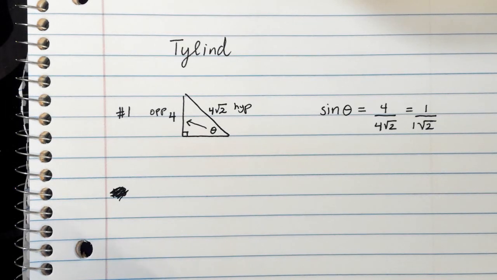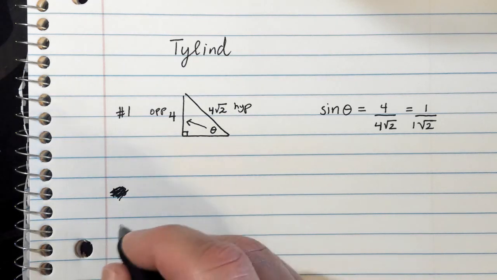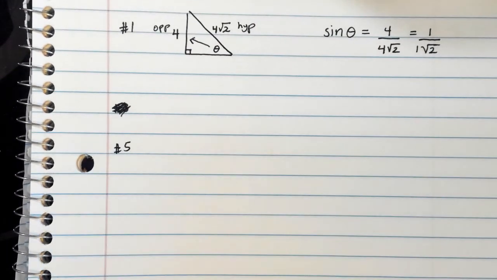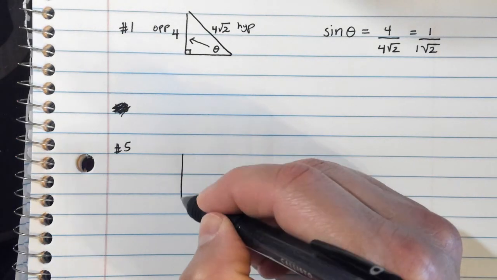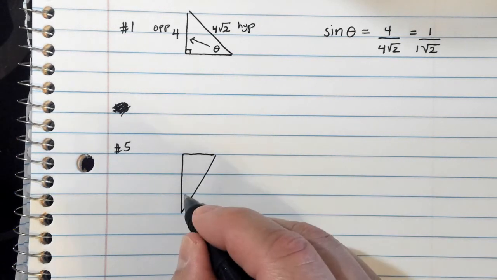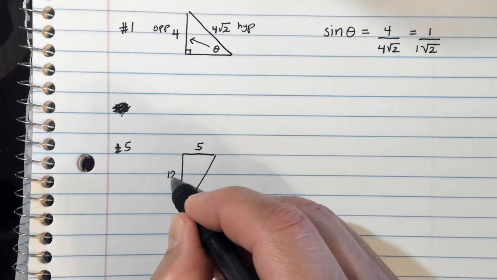What else did I notice? On number 5, yeah, so number 5, the problem looked, or the triangle looked like this. Your theta was right there. This was 5. This was 12.